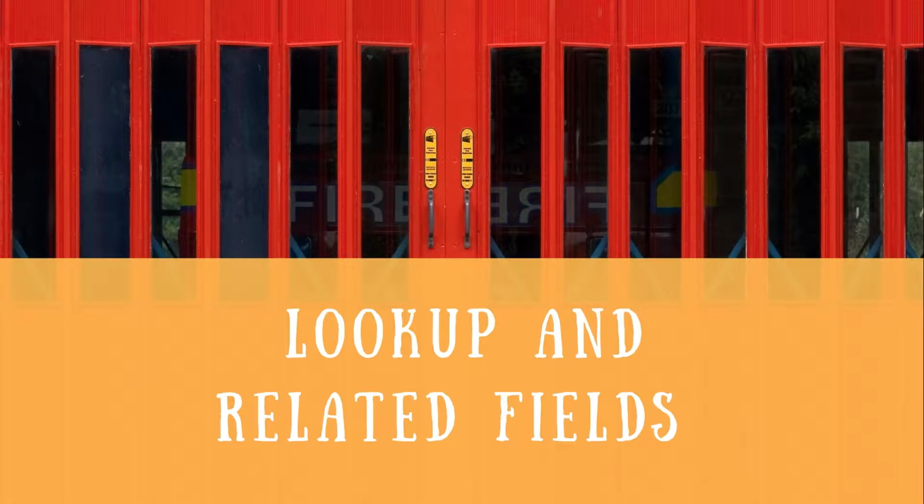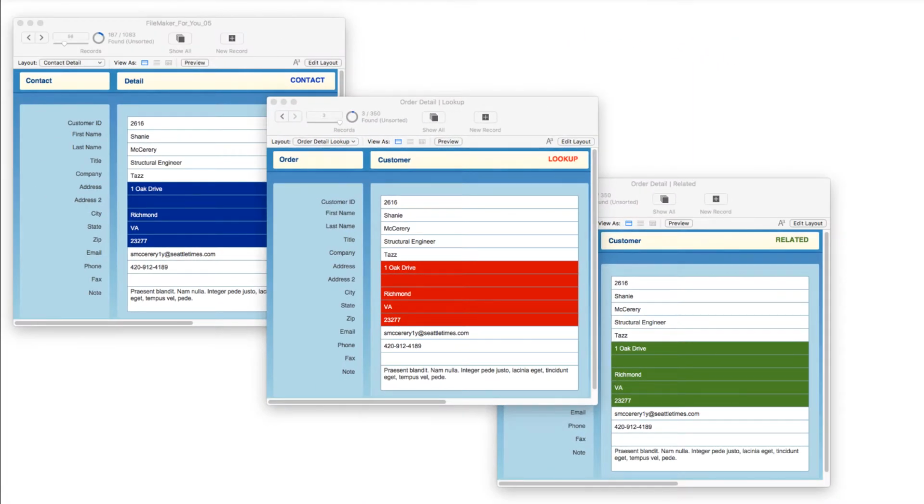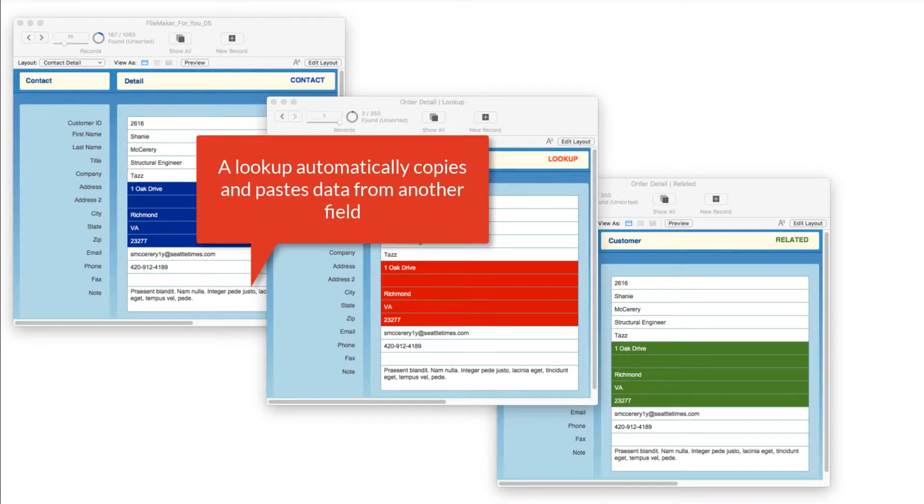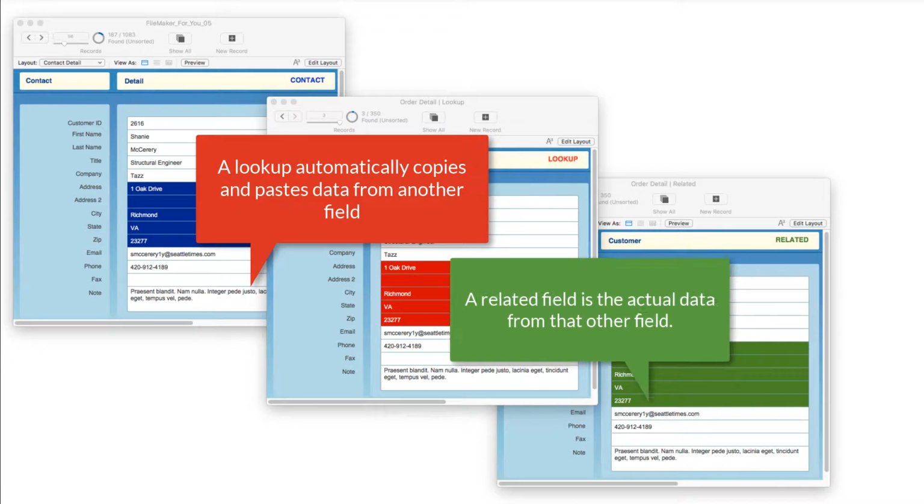After demonstrating the difference between the two, I'll go behind the scenes and show you how to set up a lookup field. Let's get started. So first off, a lookup field automatically copies and pastes data from another field. A related field is the actual data from that other field.